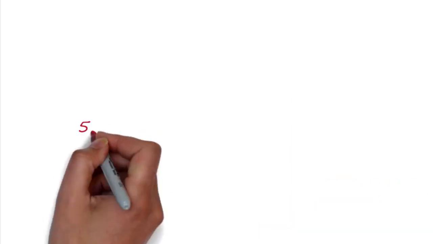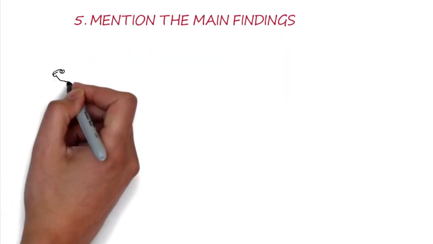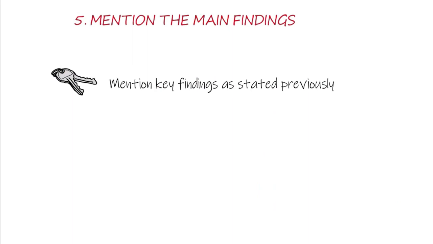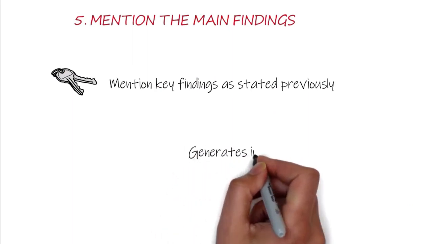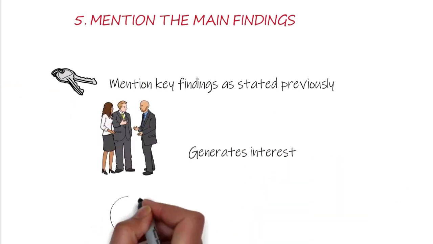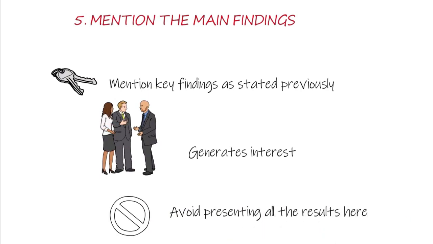5. Mention the main findings. If you have preliminary or key findings, it's a good idea to mention them briefly based on the previous studies. This creates anticipation and generates interest in the reader to explore the results section later in the article. However, avoid presenting all the results here, save the details for the appropriate sections.